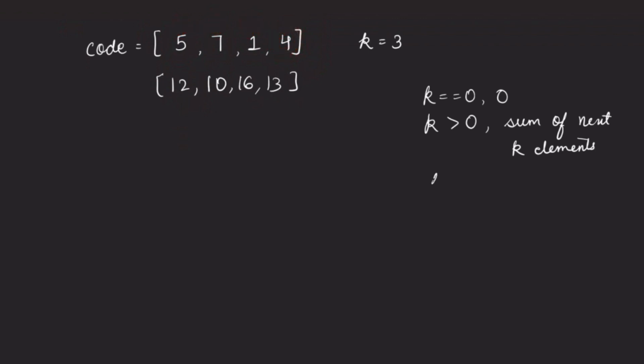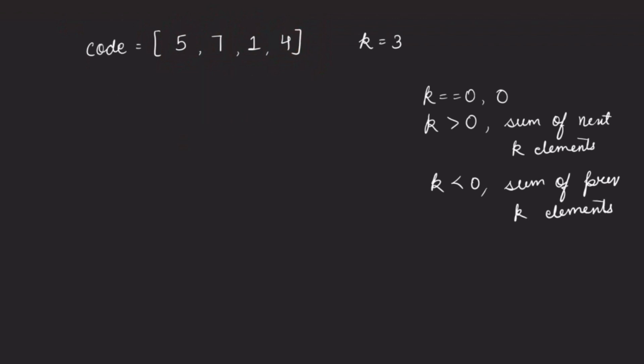Right? Now, when our k is negative, in that case, each element will be replaced by the sum of previous k elements. So for this 5, what are the previous k elements? 4, 1 and 7, whose sum is equal to 12. Then for this 7, the previous 3 elements are 5, 4 and 1, which is 10. Then for this one, the previous k elements are 7, 5 and 4, which is 16. Then for this 4, it is 1, 7 and 5, which is 13. Right? So this will be our array. So this is what we need to do.